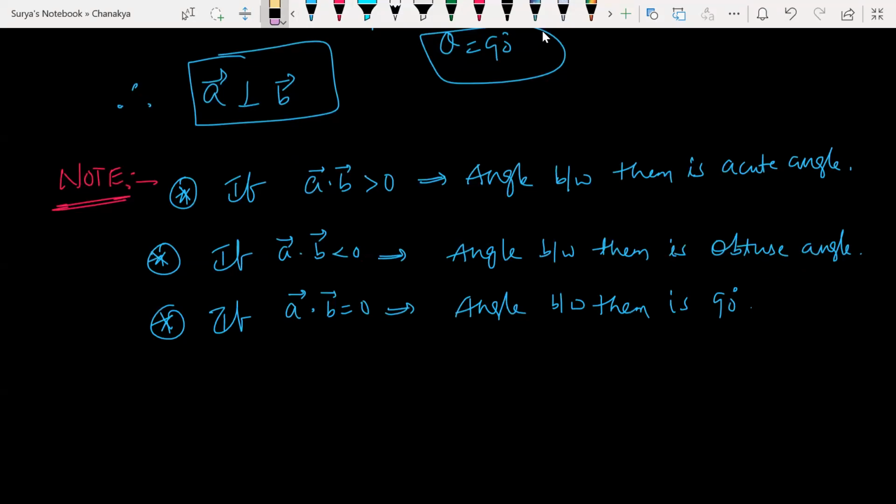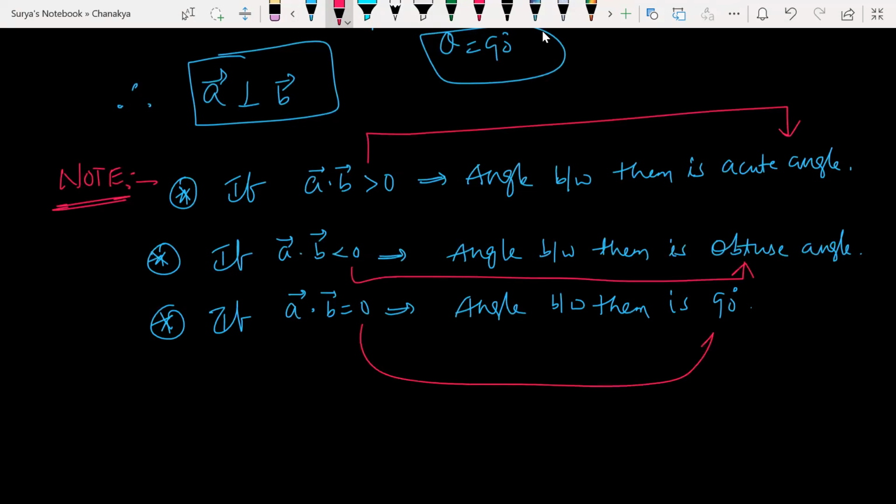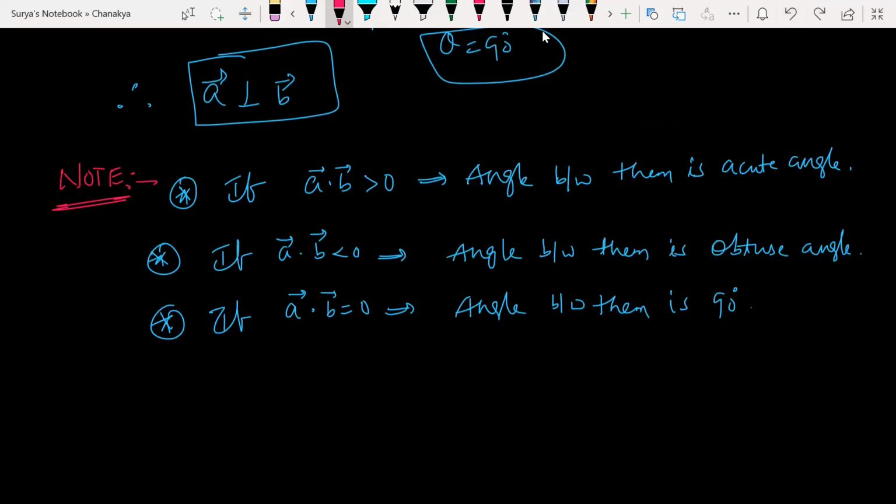So what we used to learn from lines and angles, from the triangles, if theta is less than 90, that is acute angle, right? Here, that is not the case. If it is greater than 0, that is going to be acute. If it is less than 0, that is going to be obtuse. If it is equal to 0, that is going to be 90 degrees. That's how it happens here. Clear? Hope it is clear.